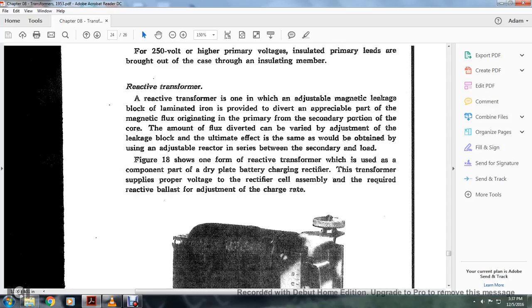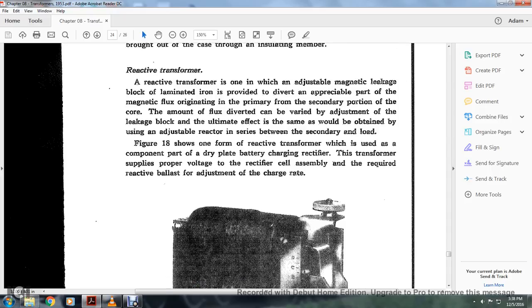The reactive transformer. The reactive transformer is one in which the magnetic leakage is adjusted by a block of laminated iron provided to divert an appreciable part of the magnetic flux operating between the primary and secondary portions of the core, with the amount of flux diverted being varied and adjusted by the leakage block. Ultimately, the same effect would be obtained by using an adjustable reactor in series between the secondary and load. Figure 18 shows one form of the reactive transformer, which is used as a component part of the dry plate battery charging rectifier. The transformer supplies the proper voltage to the rectifier cell assembly required for the reactive ballast adjustment and charging rate.